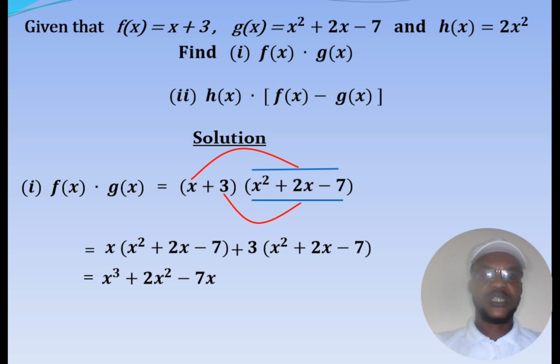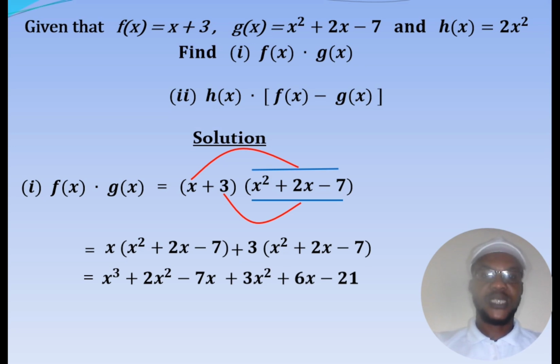3 also multiplies what? X squared, and we are going to get 3x squared. 3 multiplies 2x, we are going to get 6x, and 3 multiplies -7, we are going to get what? -21, and that is what we have here. Okay, and once you get to this point, what do you do?